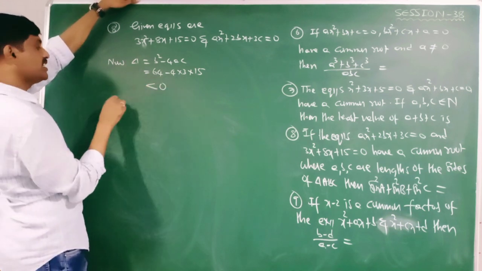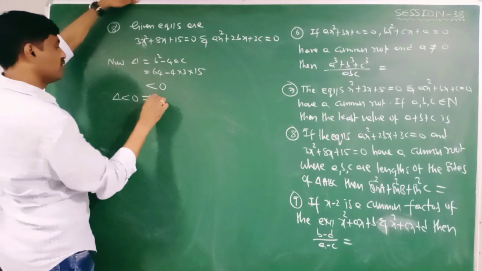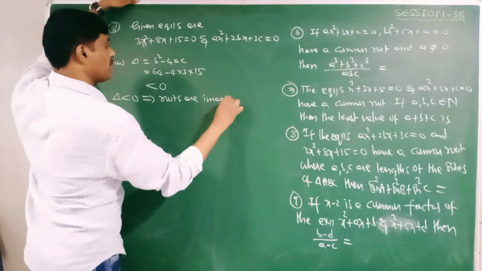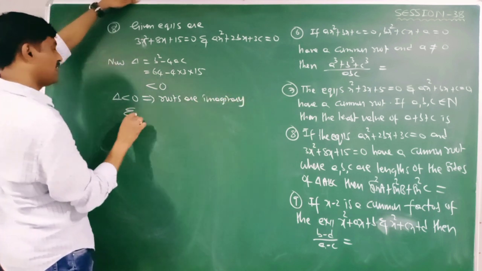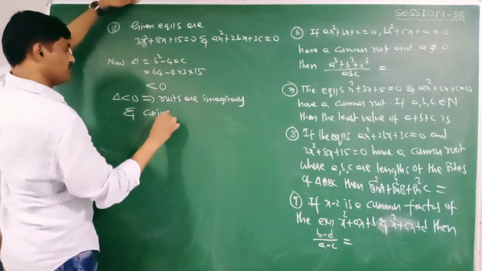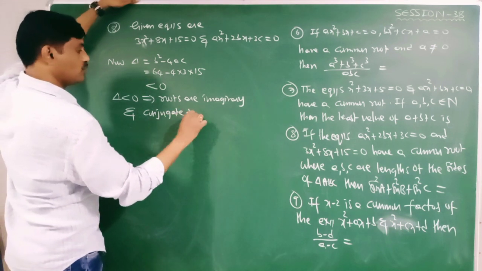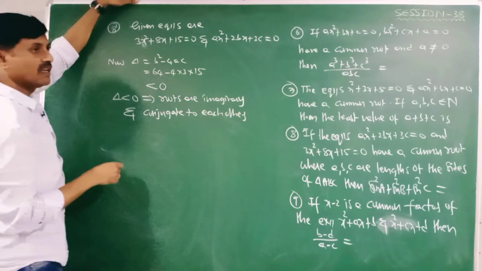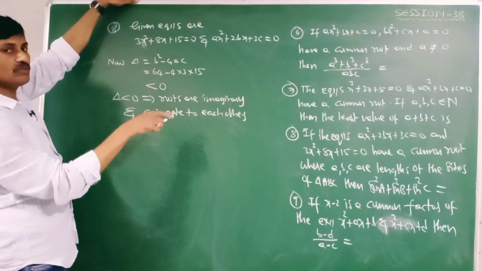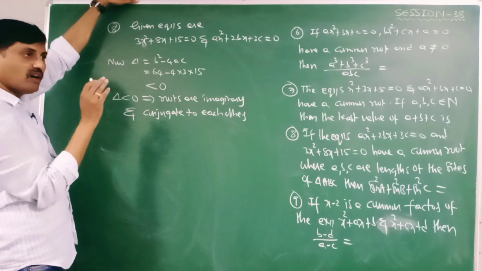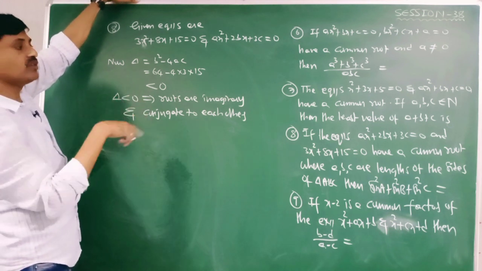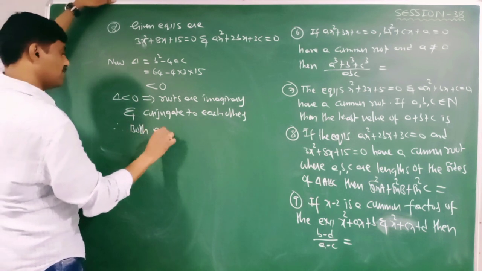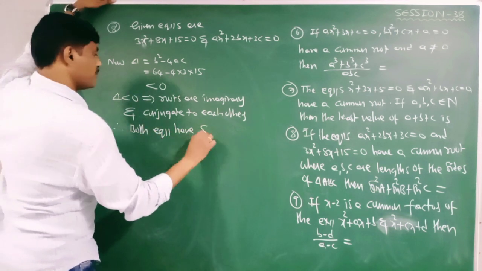Whenever delta is less than 0, clearly roots are imaginary and conjugate to each other. Conjugate to each other means if alpha minus i beta is a root, the other root is alpha plus i beta. If alpha plus i beta is a root, the other root is alpha minus i beta. Therefore both equations have the same roots.